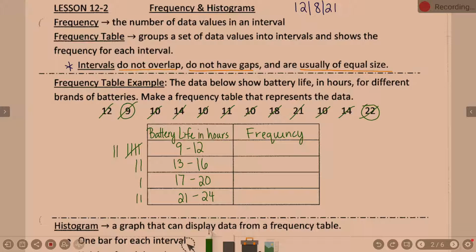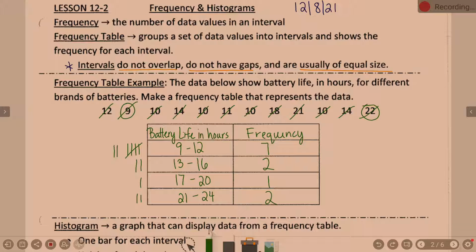So how many do we have in the 9 through 12? What is our frequency? There were 7 values. So the frequency of the 9 through 12 hours of battery life is 7. 13 through 16 has a frequency of 2 because it occurred twice. 17 through 20, 1. And 21 through 24, 2. We probably could have done our tally chart under frequency. Okay, so that's a basic idea of a frequency table.